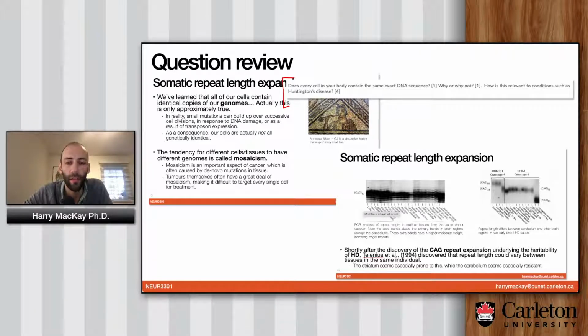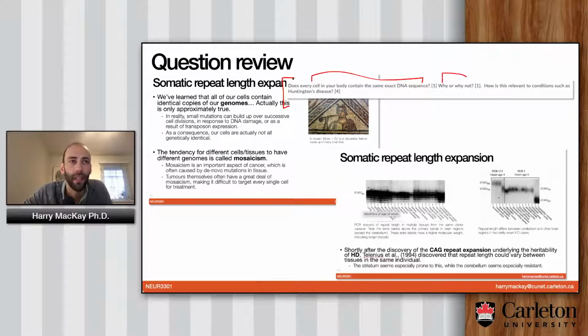So this is given slides 12 through 17 of the Huntington's lecture. We know that mutations can build up in individual cells. This is called somatic mosaicism. So no, every cell in your body does not contain the exact same DNA sequence. They're close enough that they're functionally identical, but there can be variants.